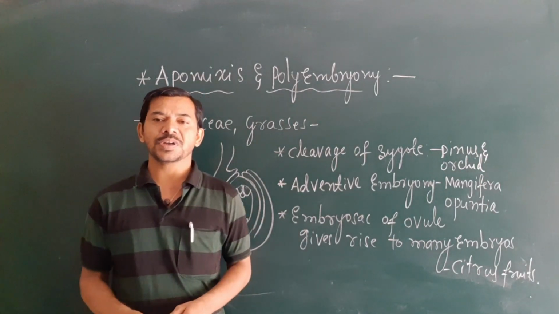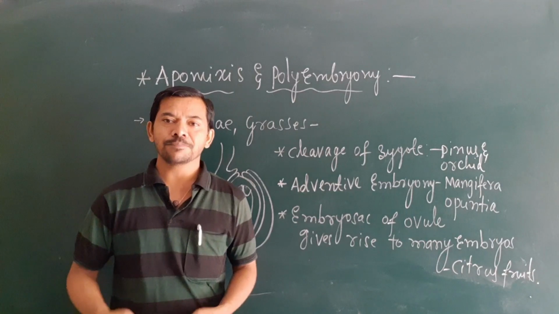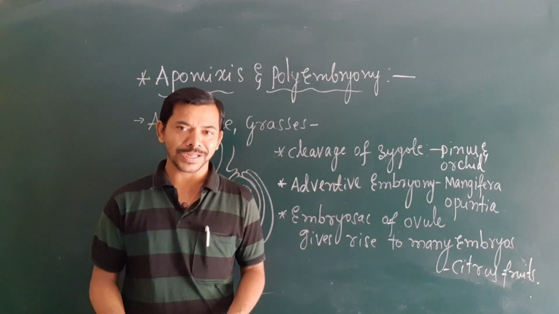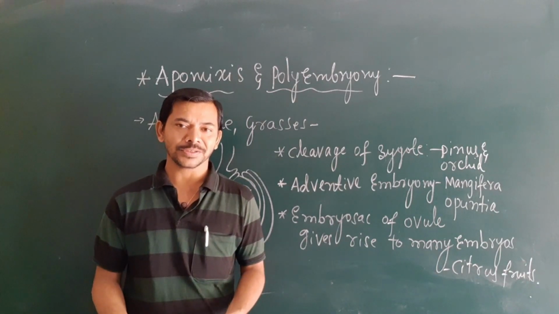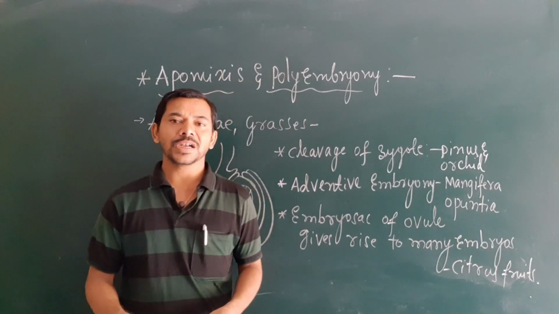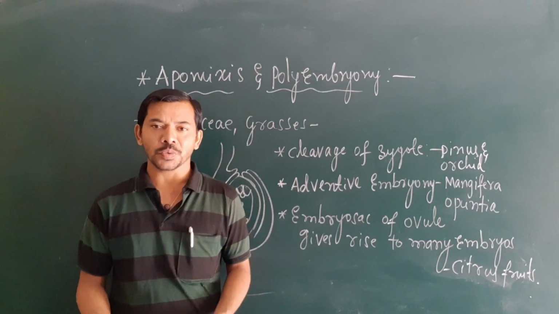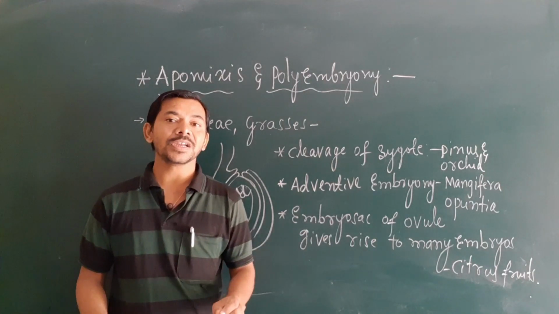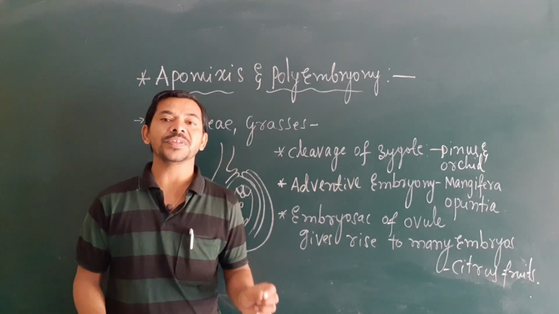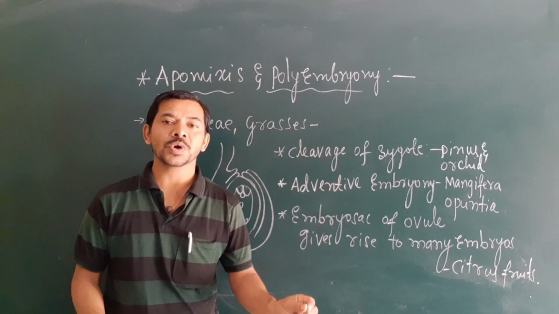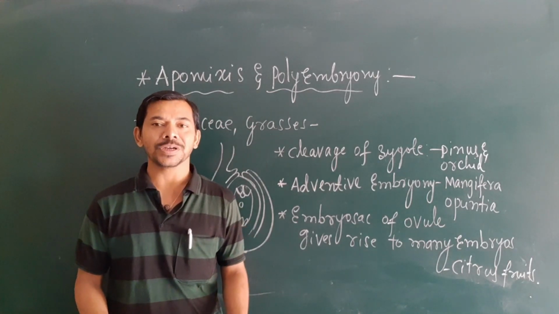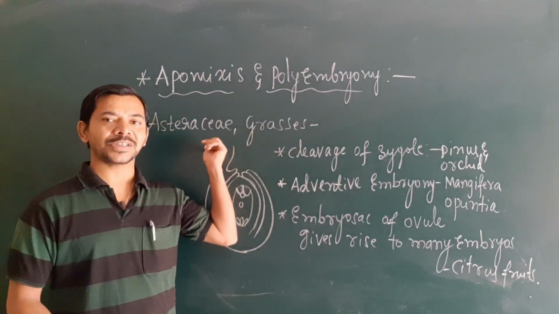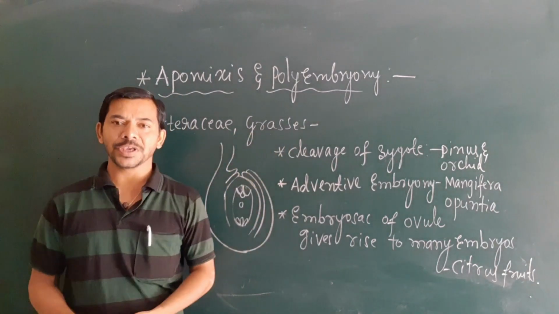In these species, a diploid egg cell is formed without reduction division, without meiosis, and it develops into an embryo without fertilization. The seeds which are formed without fertilization are called apomictic seeds. I hope you understood how it forms. Examples of apomixis are Asteraceae and grasses.